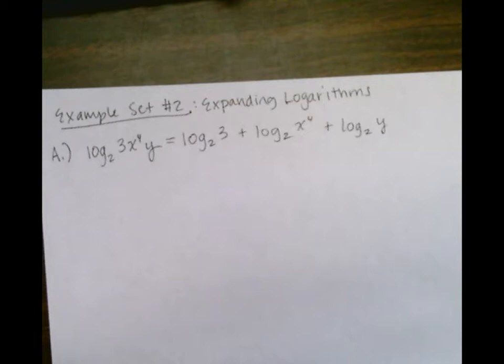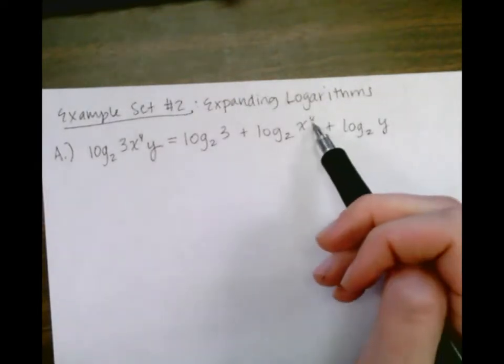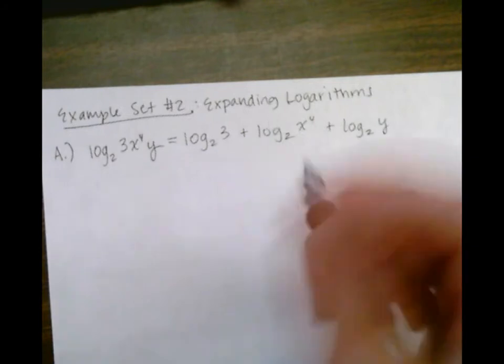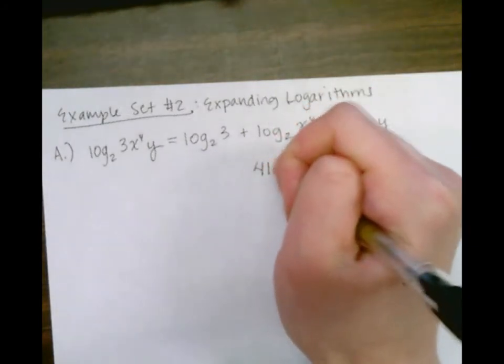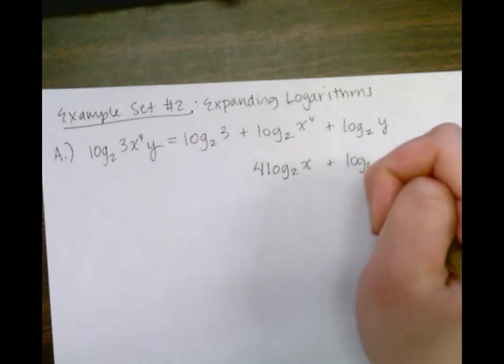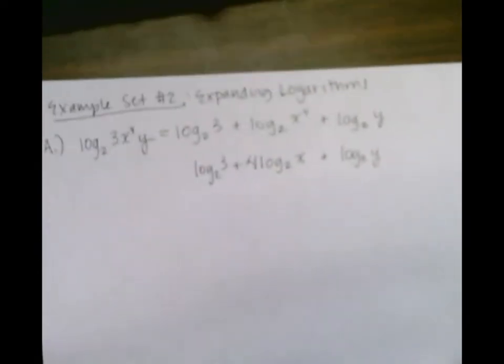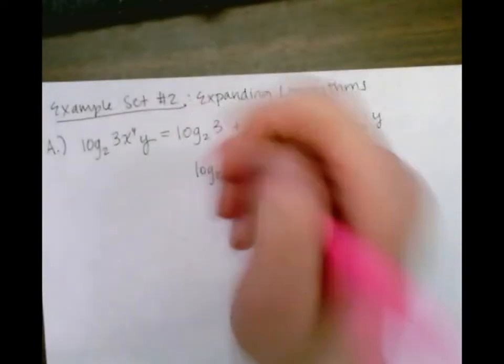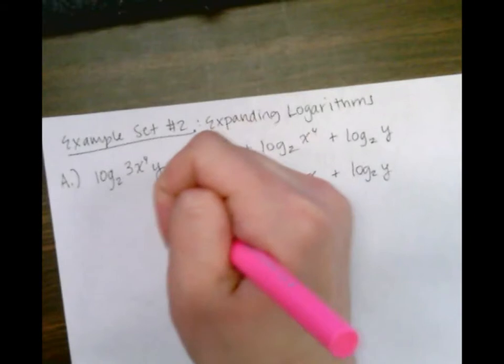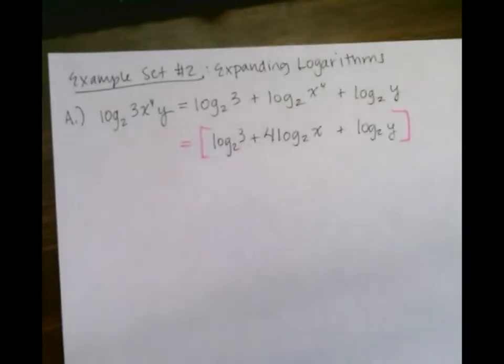There's one other thing I can do here to completely expand this, which is that I have an exponent with my x to the 4th. Whenever I have an exponent, it can come out front. So this would become 4 log base 2 of x. And I'm going to bring down the other 2 terms so they don't change because they did not have an exponent. Then this would be our expansion. You can see that it got bigger.